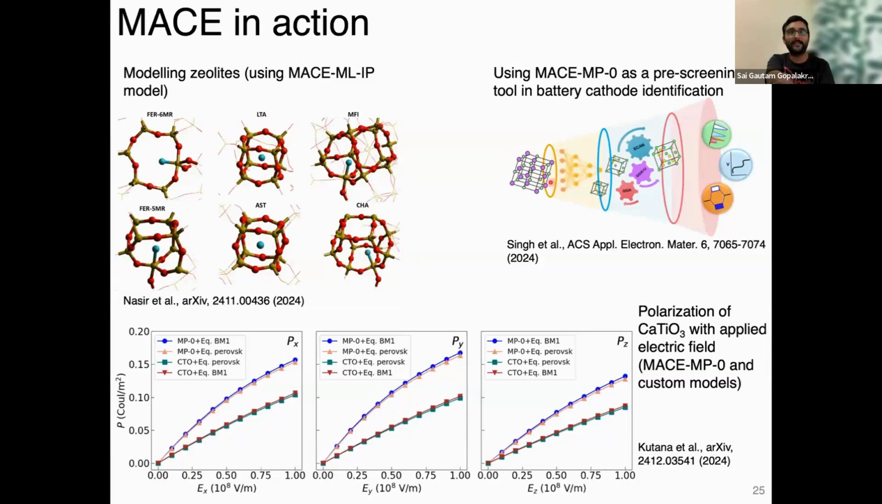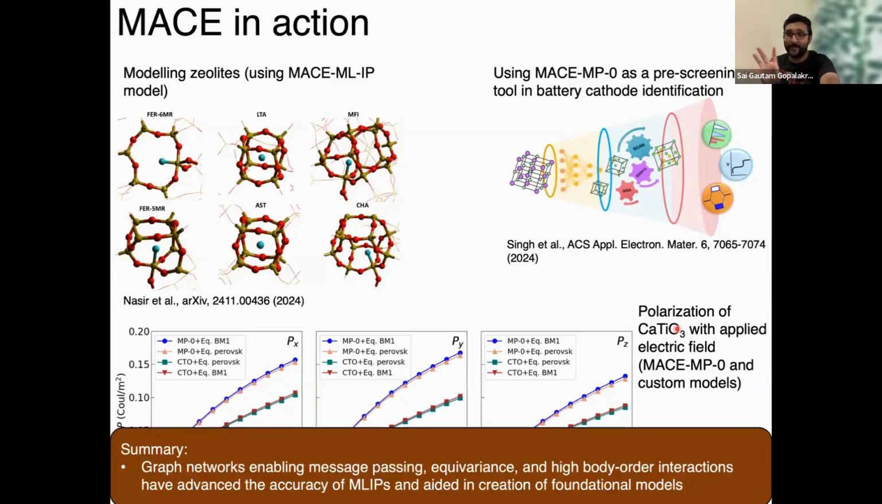MAZE has been used as a screening tool for cathode discovery for lithium and sodium batteries. And it has also been used to predict how perovskites, such as calcium titanate, polarize with applied electric fields. So this is a fairly difficult thing to predict using conventional density functional theory tools, and MAZE is able to do this fairly well. So just to summarize this context, right?